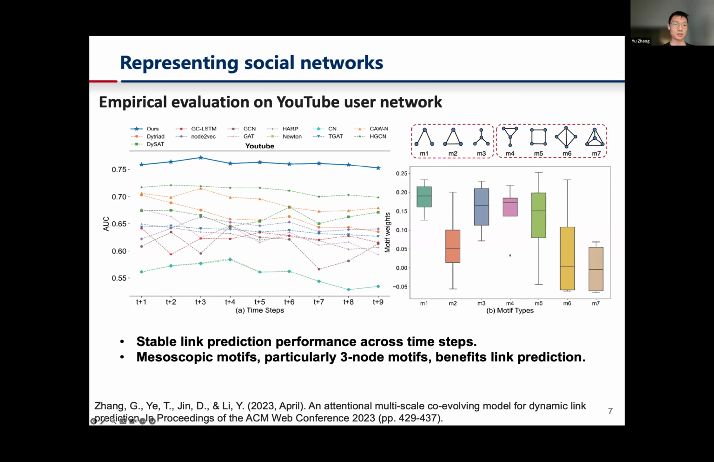And in the meantime, we conduct a population study on the mesoscopic motifs, and they are found to be the most informative, particularly the 3-node motifs, while we also observe a marginal effect of adding motifs with more nodes.